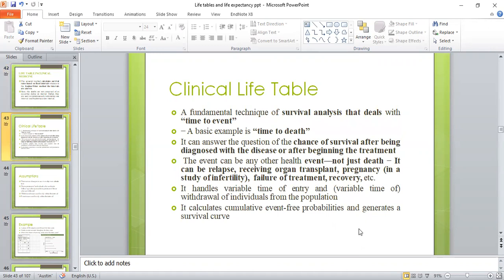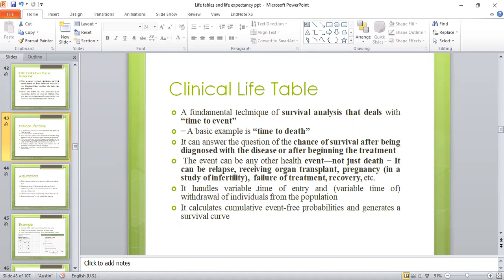Therefore, a clinical life table is somewhat different from the demographic one, though the difference is minor. A clinical life table is a fundamental technique of survival analysis that deals with time to event. A basic example is time to death, and it can answer the question of survival after being diagnosed with a disease or after beginning a treatment. The event may be any event, not just death. It can be relapse, receiving an organ transplant, pregnancy, failure of treatment, or recovery.